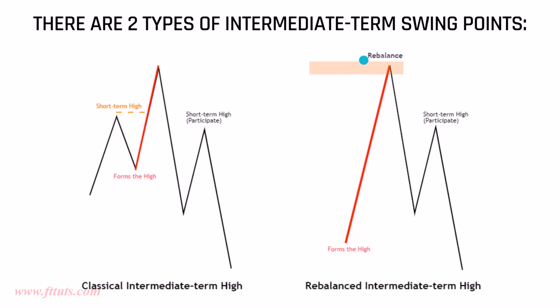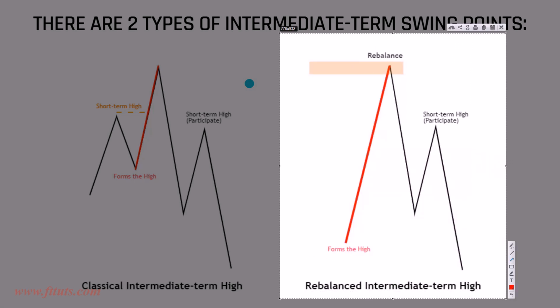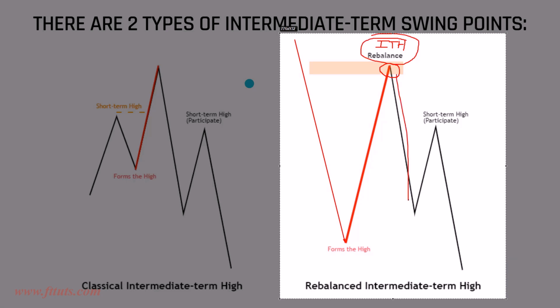Okay, what about a rebalanced intermediate term high? For this one, you need an order balance to the left of the chart. You'll see that on the move down, there'll be an odd imbalance, and that will form the intermediate term high. So ITH for intermediate term high. Then we're going to expect and anticipate that to be the intermediate term high. So on the pullback, when it forms a short term high, and it breaks down lower again, we're going to classify that as an intermediate term high.